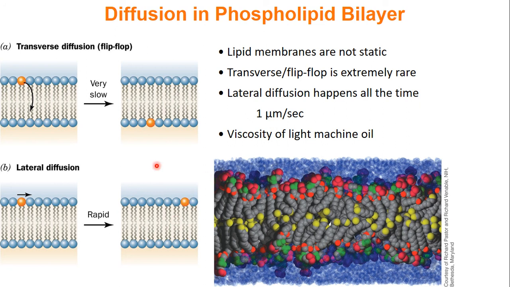And you should think of the fluidity as light machine oil. That's what your lipid bilayer is like. And here we're seeing an image, a computer generated simulation, where you have your water molecules on the outside interacting with your charged head groups, and on the inside you have your oily lipid tails all aggregating together.